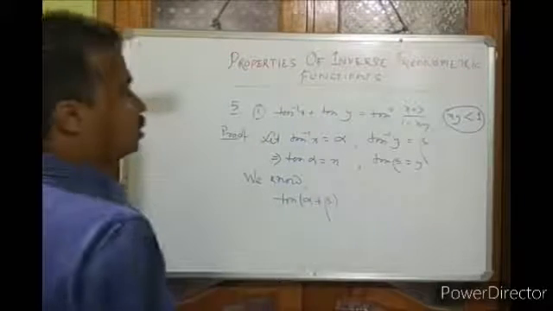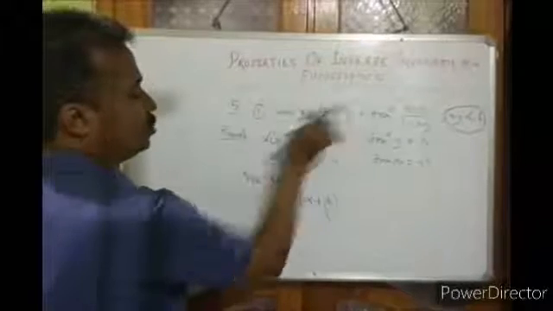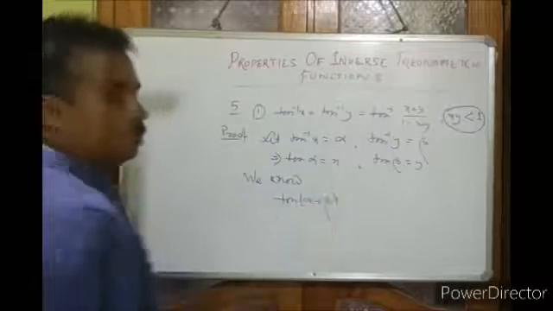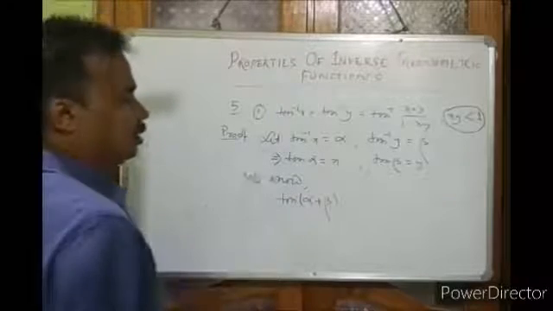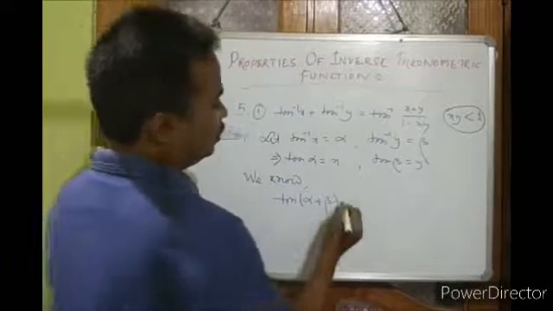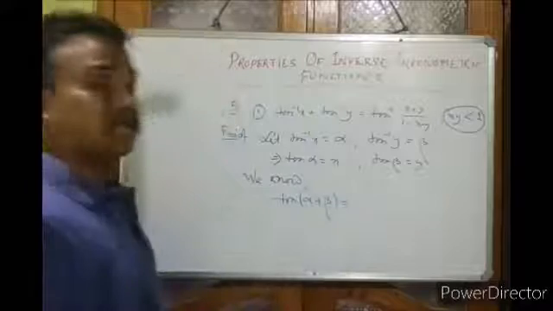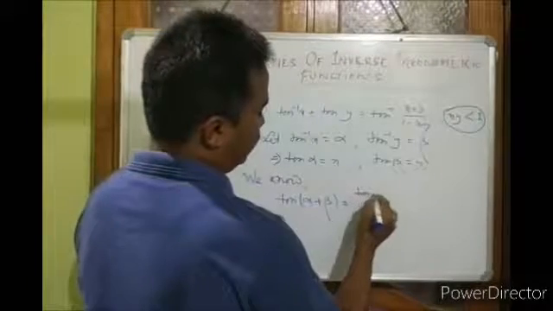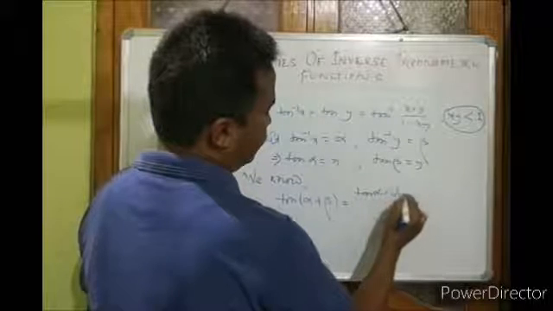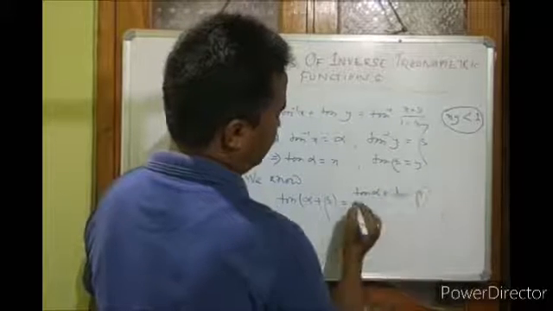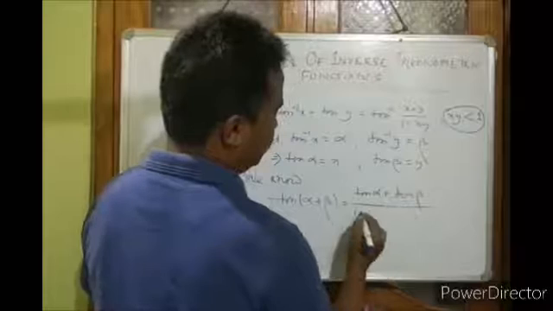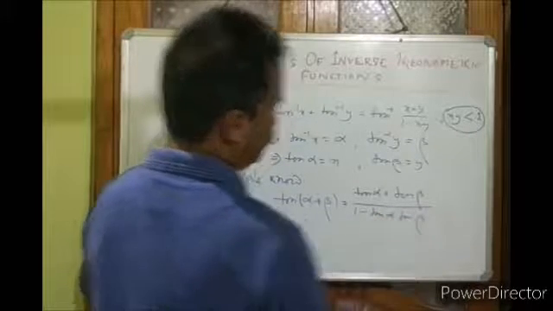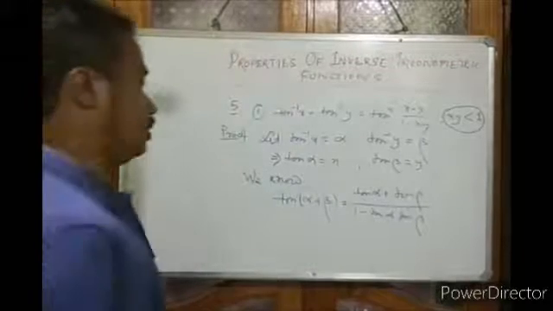Why are we taking alpha plus beta? Because this is alpha and this is beta, you see alpha plus beta is involved. So you have to find out alpha plus beta, so tan of alpha plus beta is taken. The tan of alpha plus beta formula we have studied in class 11: tan of alpha plus beta is equal to tan alpha plus tan beta divided by 1 minus tan alpha tan beta.